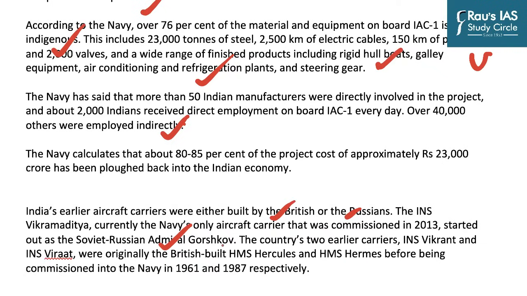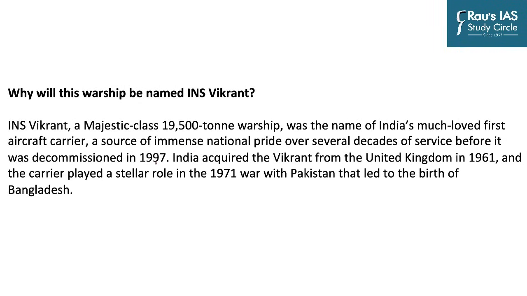The country's two earlier carriers, on the other hand, INS Vikrant and Virat, were originally the British-built HMS Hercules and HMS Hermes respectively. Now, why is the Indian Navy naming it after INS Vikrant? Now, INS Vikrant, which is a majestic 19,500 ton warship, was the name of India's much loved first aircraft carrier, a source of immense national pride over several decades of service before it was decommissioned in 1997. India acquired the Vikrant from the United Kingdom in 1961, and the carrier played a stellar role in 1971 war with Pakistan that led to the birth of Bangladesh.